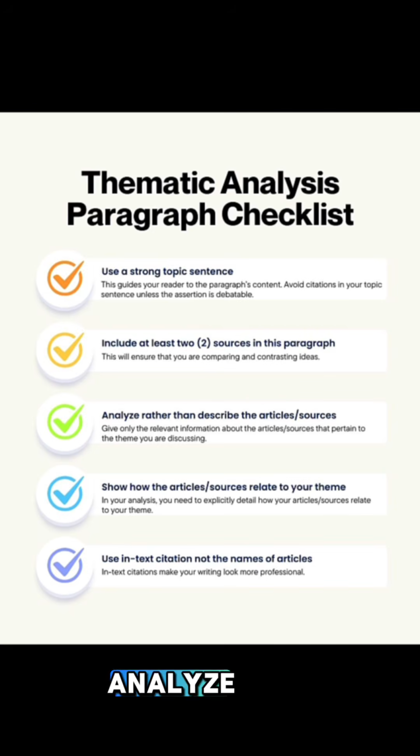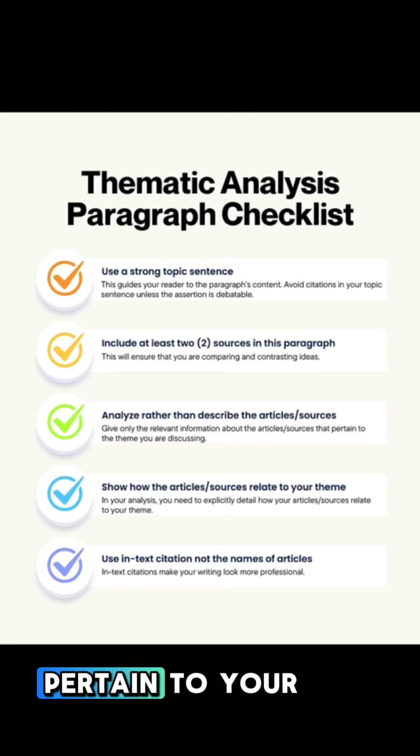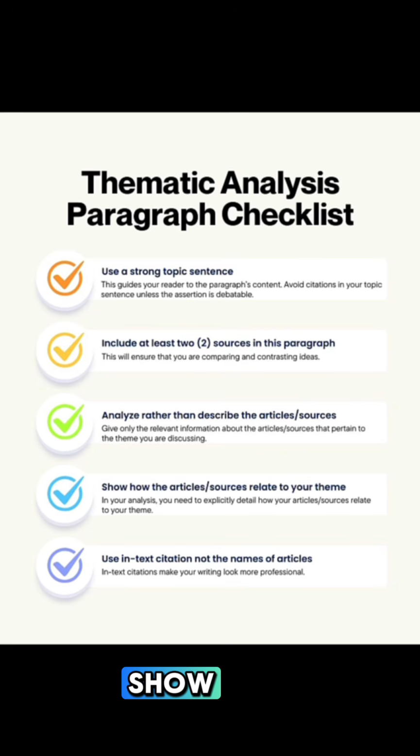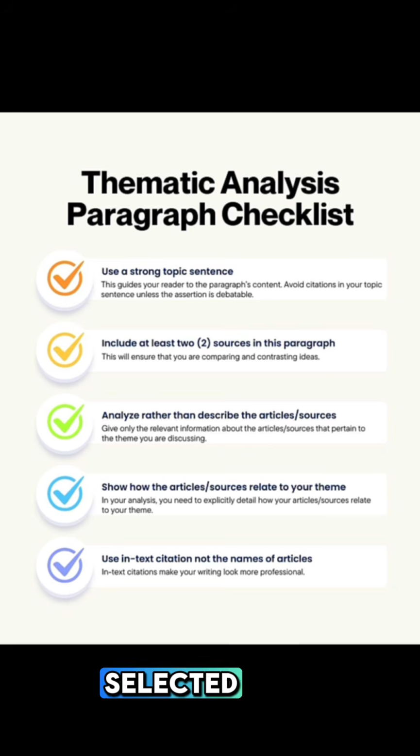Then you're going to analyze rather than describe the articles or the sources that you've selected. This will ensure that you're providing only the relevant information about these articles or sources that pertain to your theme and your topic sentence. Then you're going to explicitly show how the articles and sources that you've selected relate to your theme and to your topic. This is important because sometimes you might find sources that don't explicitly relate to your topic. To avoid your reader or your professor asking you, what does this have to do with your topic? You will have to say specifically how the source that you've selected relates to your topic.